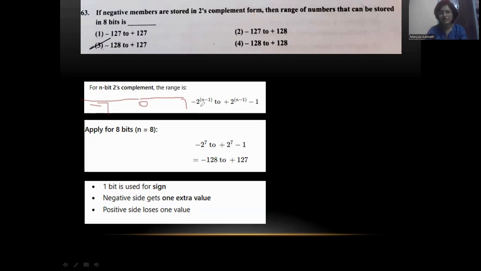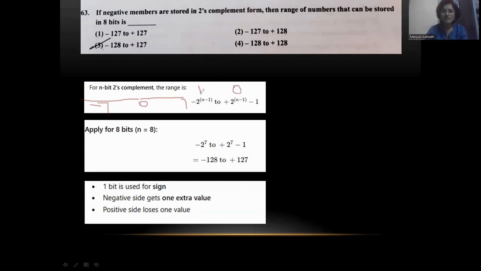For the negative values it is minus 2 raised to n minus 1, where n equals 8, so 8 minus 1 means minus 2 raised to 7. And for the positive values it is plus 2 raised to n minus 1, that is 2 raised to 7, and here in the positive range a minus 1 is given. Why is it given? Because we have a sign: the negative sign takes the bit 1 and the positive sign is represented with the bit 0.